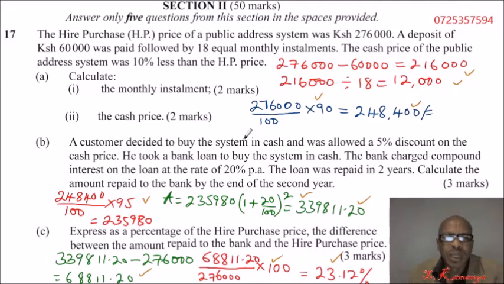So I hope this is what you covered in Form 3, Commercial Arithmetic. This formula is very important, the formula for computing the amount accrued when we are being charged compound interest. So that's how you do that, and I hope you have followed that.